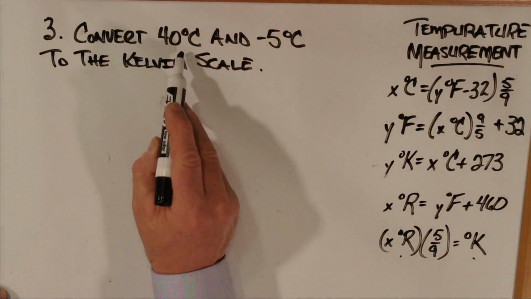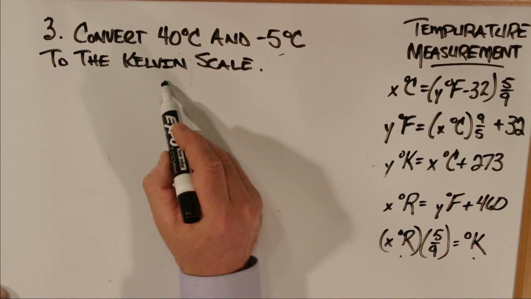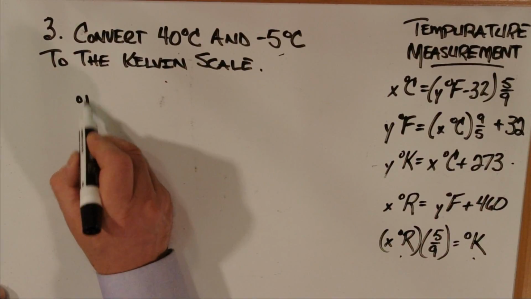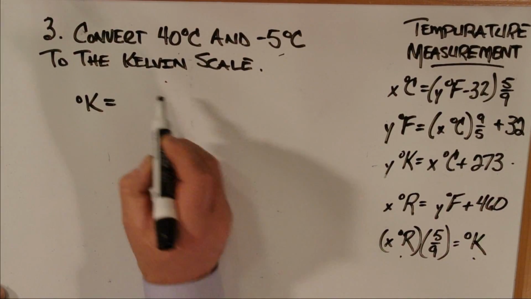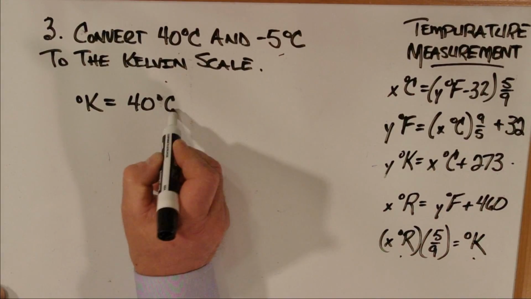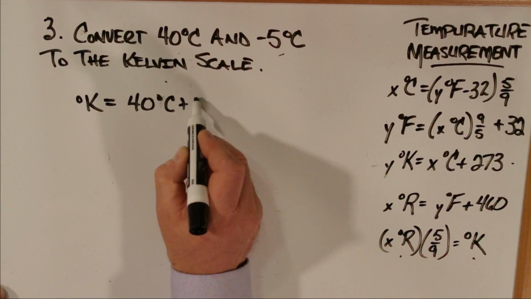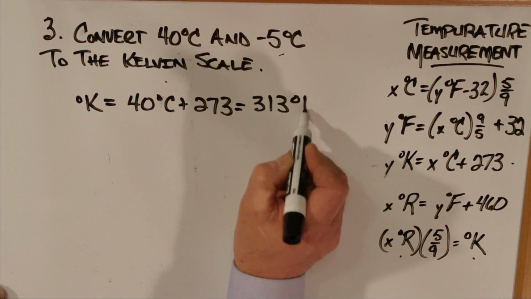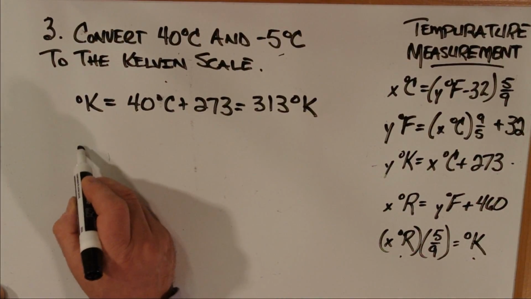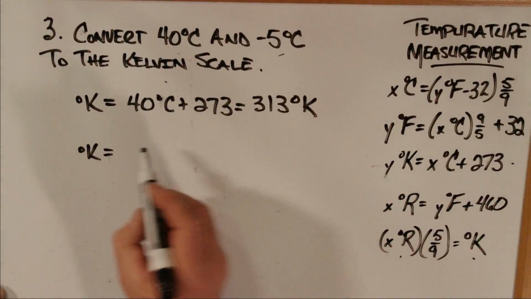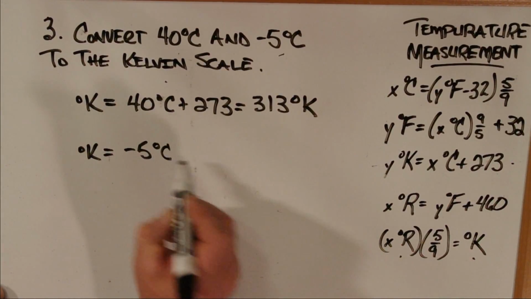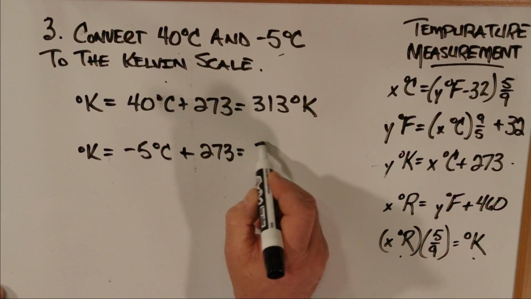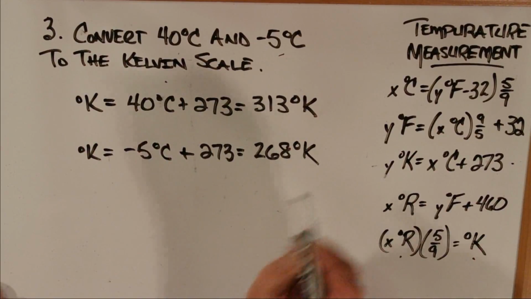The third problem, we're asked to convert 40 degrees Celsius and negative 5 degrees Celsius to the Kelvin scale. We'll use the third relationship to solve this problem. Degrees Kelvin will equal then 40 degrees C, to which we add 273 to come up with a numerical value of 313 degrees Kelvin. The second problem we'll do the same way. Negative 5 degrees Celsius plus 273 gives us a numerical value of 268 degrees K.